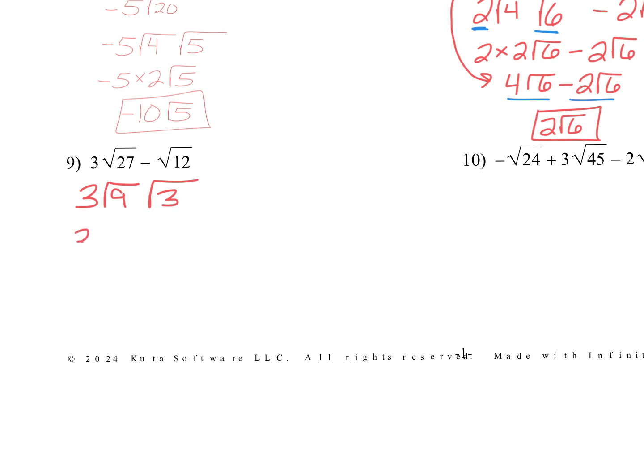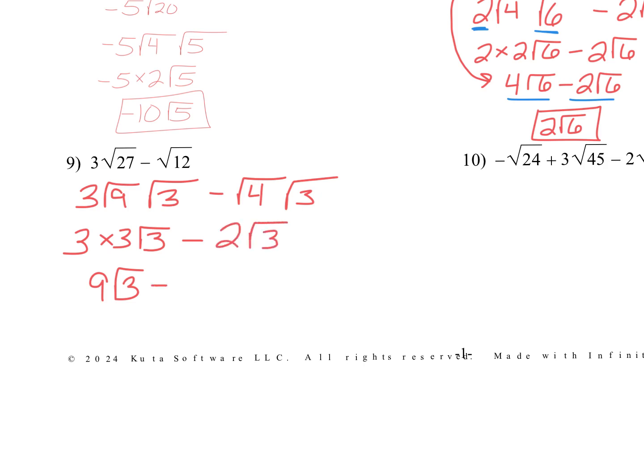What's the square root of 9? 3. So what do I get for that part? 9 square root of 3. Okay, let's move on to the other part. Can I simplify the square root of 12? Yes. Good and bad are what? 4 and 3. What's the square root of 4? 2. What do I do with the leftovers? Keep them. So I have 9 square root of 3 minus 2 square root of 3.